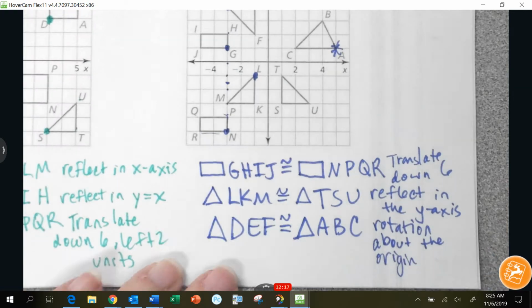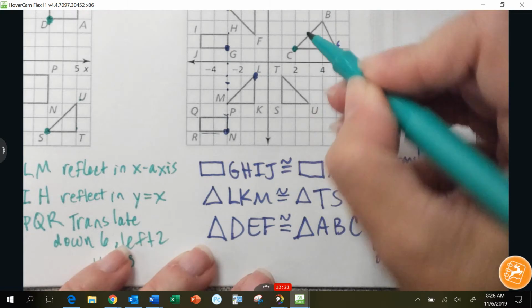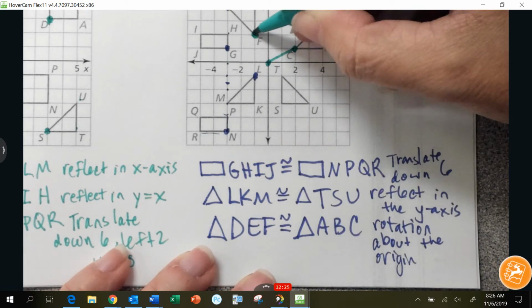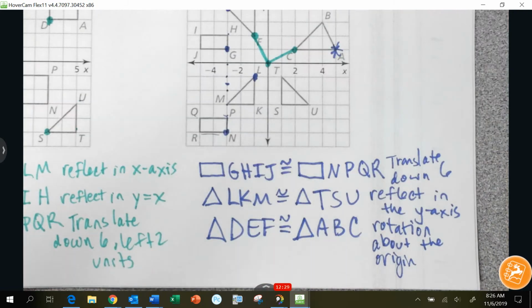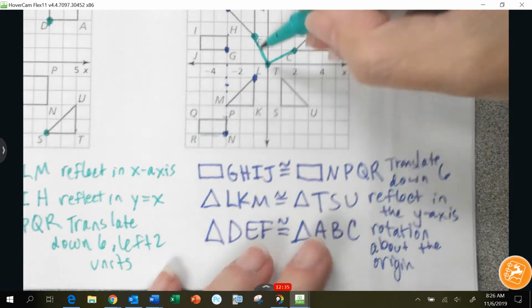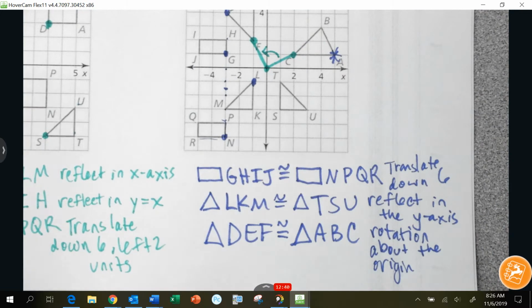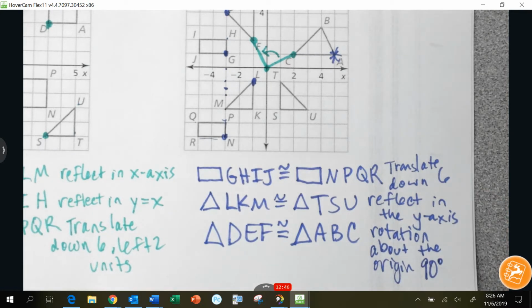We need an angle. So maybe I'll look at C and connect it to the origin, and then I'll look at F and connect it to the origin. What angle do you think that might be? Yeah, it's going to go counterclockwise, which is weird, but this is for real. Like in math, we always go counterclockwise. So it looks like it's 90 degrees. I can find out if I know my 90-degree rotation rule.